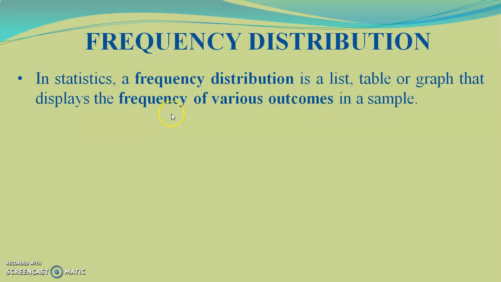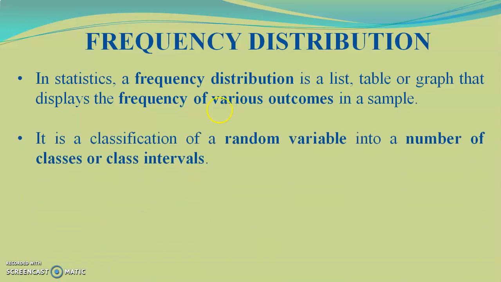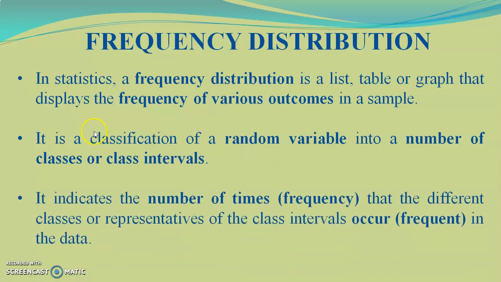Then what is meant by frequency? Frequency means the number of appearances or number of occurrences of a particular event or a particular outcome. In statistical terms, we will call the event an outcome. So in detail, it's a classification of a random variable into a number of classes or class intervals. You will understand it in detail in the coming slides.